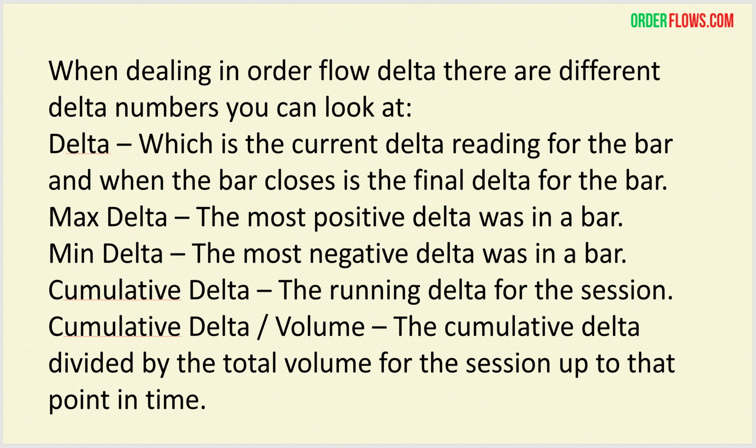Cumulative delta, the running delta for the session. Cumulative delta divided by volume. It's actually the total volume, not the volume for the bar. It's actually cumulative delta divided by cumulative volume, but it's just too much to write cumulative twice there. Cumulative delta is divided by the total volume for the session up to that point in time.